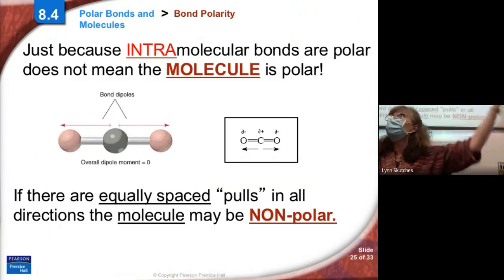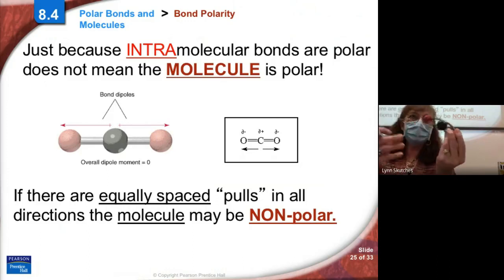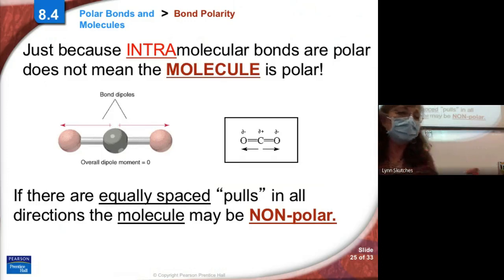That's why CO2 is a gas. It doesn't like to stick to itself. There's no lone pairs. Well, there's lone pairs on the oxygens, but they're repelling each other. There's nothing for them to stick to. So CO2, carbon dioxide, is a non-polar molecule, even though it's got polar covalent intramolecular bonds. That's a lot of words.